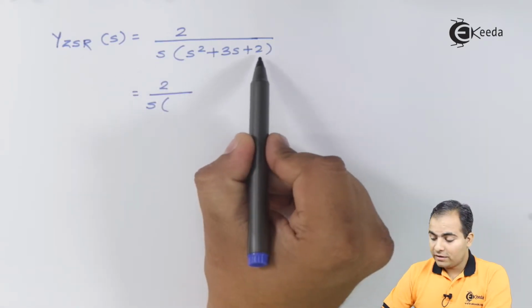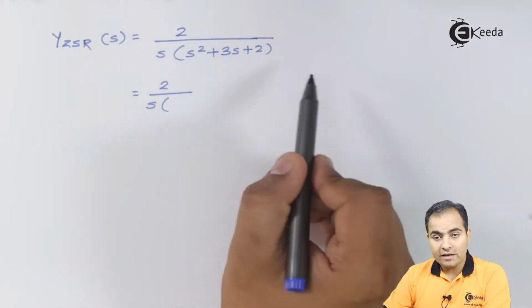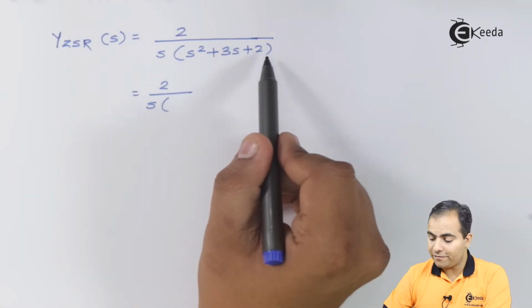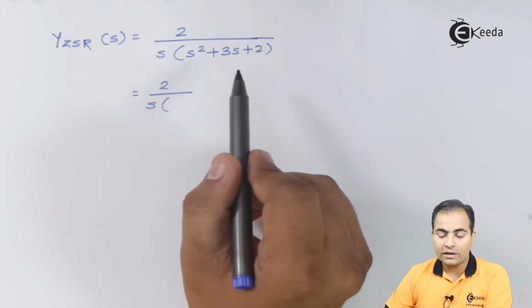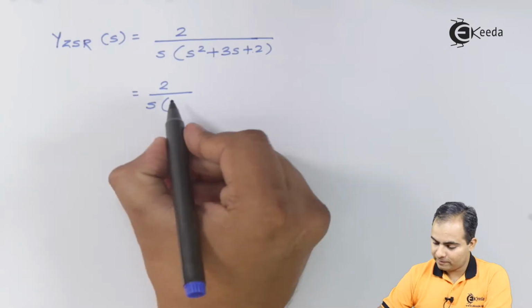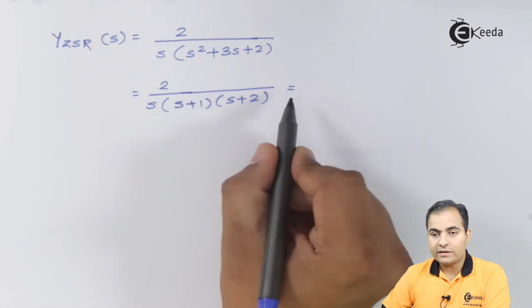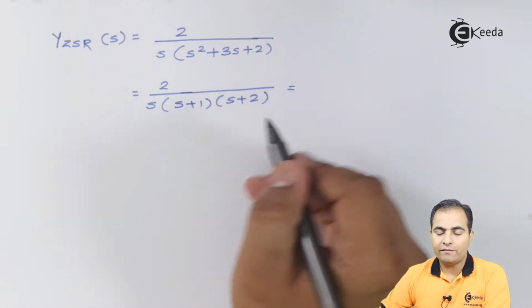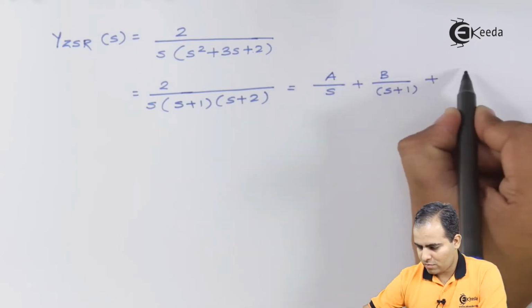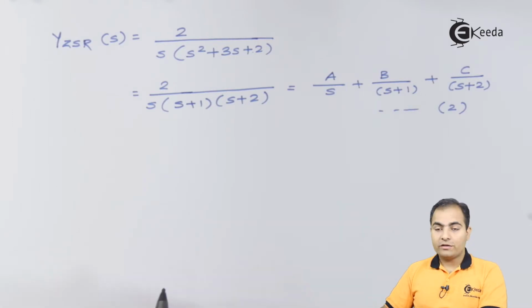The factors are, the last term is always a product of two digits, and if we add the same two digits, then you will get the middle term. So 2 into 1 gives us 2, and if we add the same two digits, that is 2 plus 1, it gives us 3, which means our factors are S plus 2 and S plus 1. And now here we have 3 poles, then of course we'll use 3 variables. And this is nothing but my equation number 2.